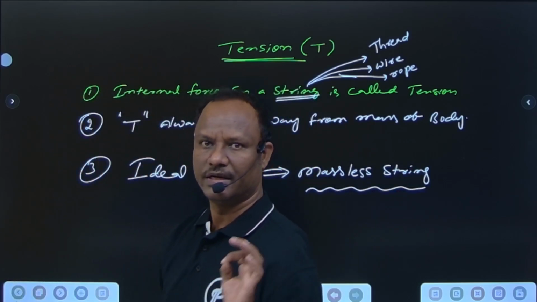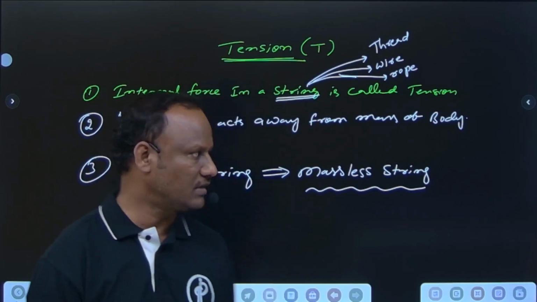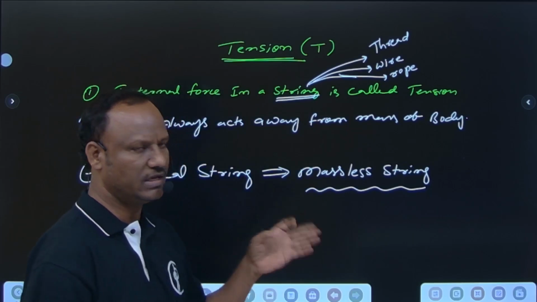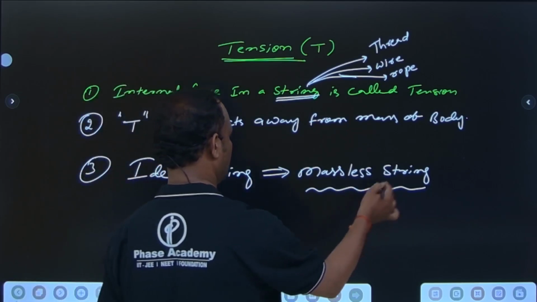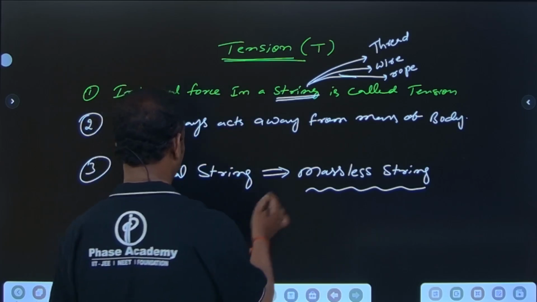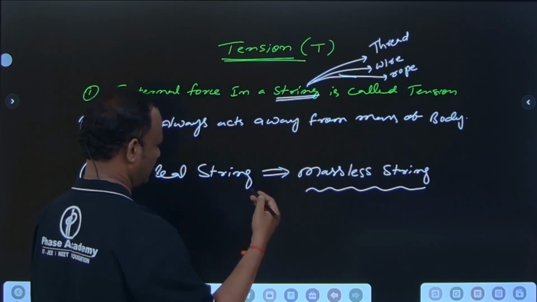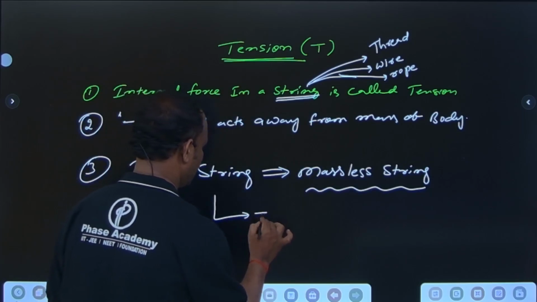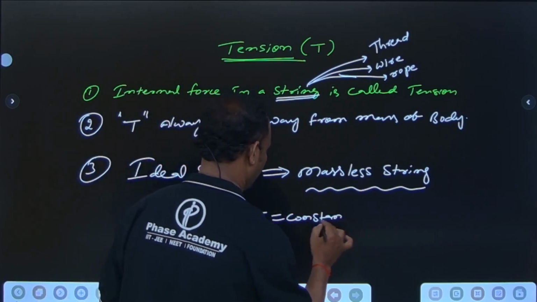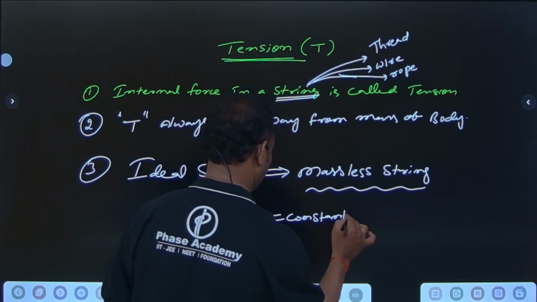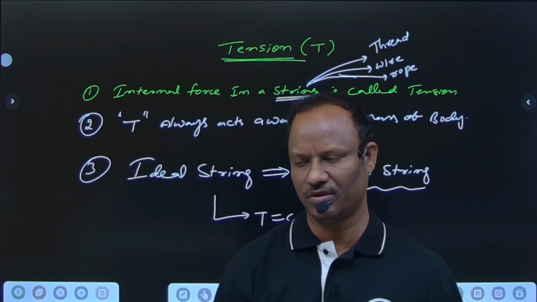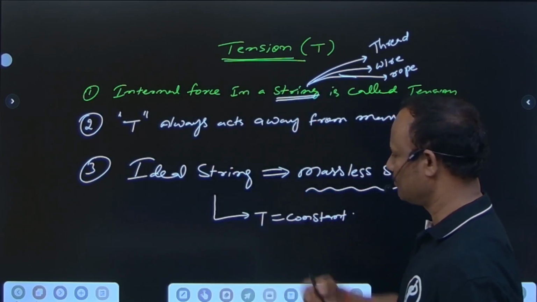No. It has mass, but the mass of the string, as compared with the mass of the body, is negligible. That is what a massless string is. Now when you speak about the massless string, otherwise ideal string, the tension at every point is constant. Okay, fine. This is what a massless string is.